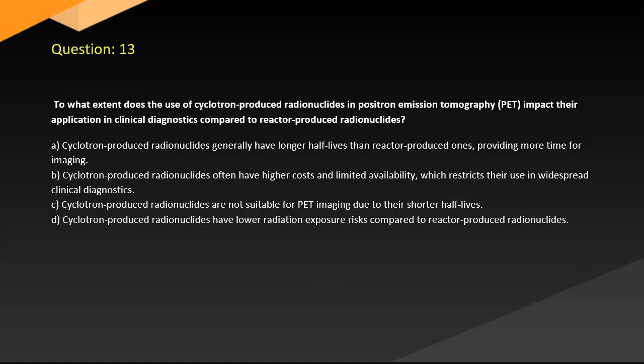Question 13. To what extent does the use of cyclotron-produced radionuclides in positron emission tomography (PET) impact their application in clinical diagnostics compared to reactor-produced radionuclides? A. Cyclotron-produced radionuclides generally have longer half-lives than reactor-produced ones, providing more time for imaging. B. Cyclotron-produced radionuclides often have higher costs and limited availability, which restricts their use in widespread clinical diagnostics. C. Cyclotron-produced radionuclides are not suitable for PET imaging due to their shorter half-lives. D. Cyclotron-produced radionuclides have radiation exposure risks compared to reactor-produced radionuclides.